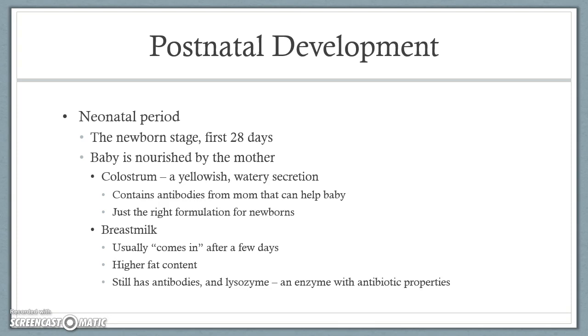During the first 28 days of life, the new baby is called a newborn, or neonate. In the ideal setting, the baby is nourished by the mother, hence the presence of mammary glands. The first product of the mammary glands is called colostrum, and it is a yellowish, watery secretion, not what we think of as milk. This is just the right formulation for that particular newborn and contains antibodies that are delivered from the mom to the baby. Recall that this would be a form of naturally acquired passive immunity.